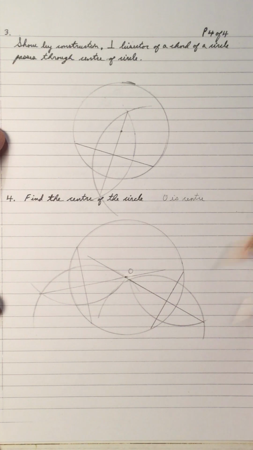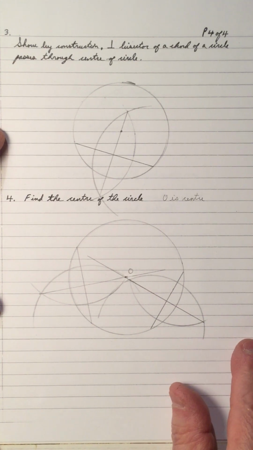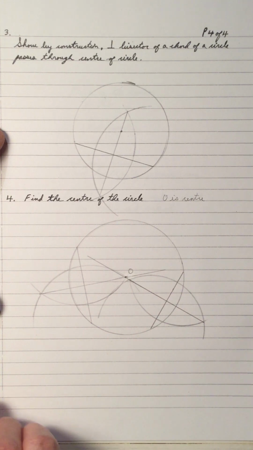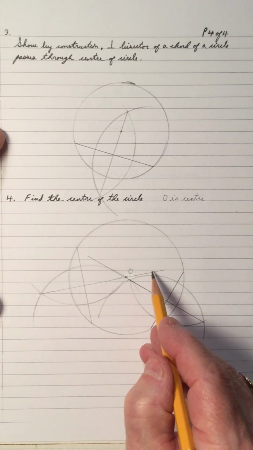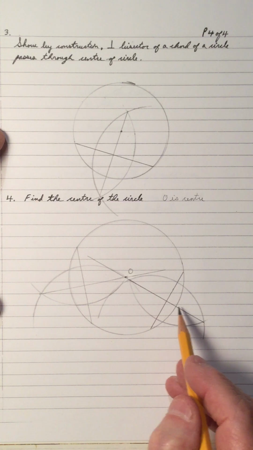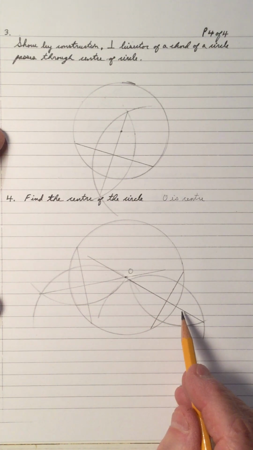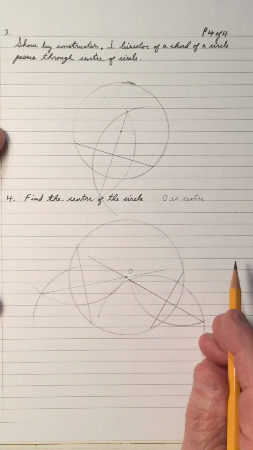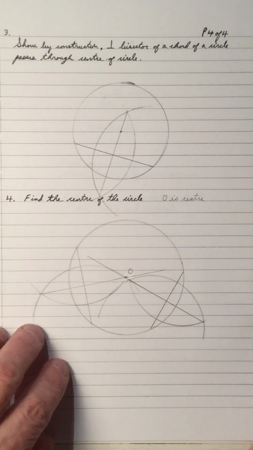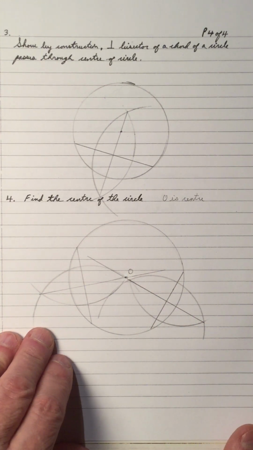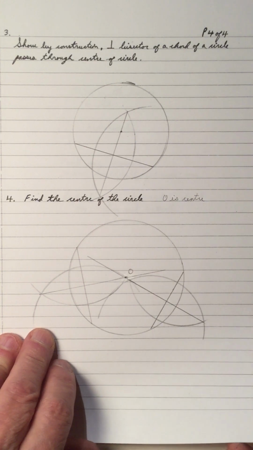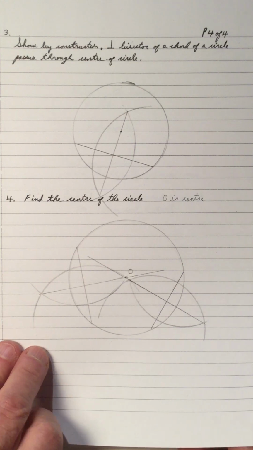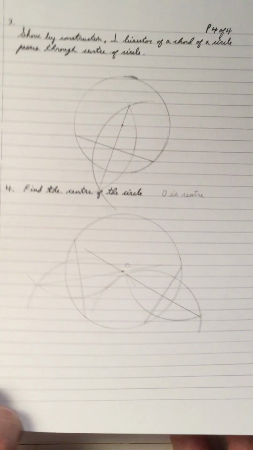And how did I find it? I found it by doing two chords and getting their perpendicular bisectors, because any point on the perpendicular bisector passes through the center. So draw two of them, and where the two perpendicular bisectors, this one and this one, intersect, that's the center of the circle. Again, this illustrates the property that we have coming from the perpendicular bisector of a segment.